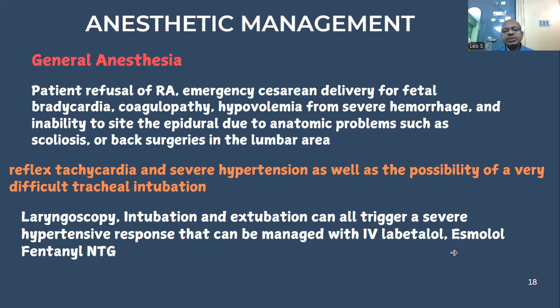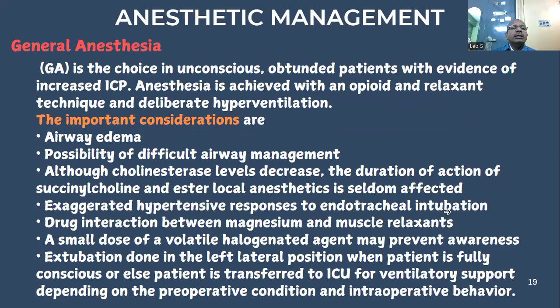Laryngoscopy, intubation, and extubation can all trigger a severe hypertensive response that can be managed with IV labetalol, esmolol, fentanyl, or NTG. General anesthesia is the choice in unconscious, obtunded patients with evidence of increased ICP. Anesthesia is achieved with opioids and relaxant techniques, and deliberate hyperventilation is done.